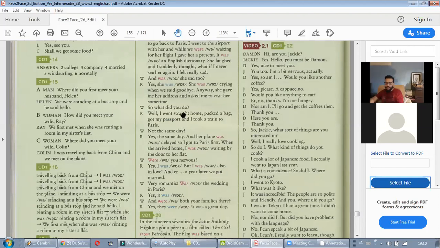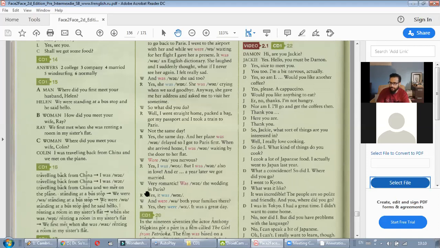And let's answer the question. So the question was asking, when do we use the weak form? Do we use it in sentences, or in questions, or in short answers? When we say short answers, we mean yes, no answers, the answers of yes, no questions. Okay, so let's take this example.